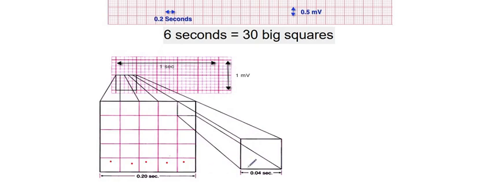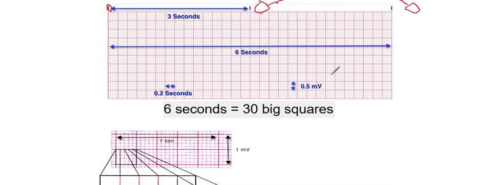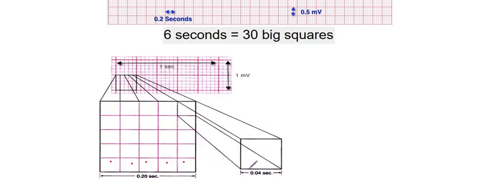Each of those small squares is actually 0.04 seconds. So basically it's 0.2 seconds divided by 5, which gives you 0.04 seconds. All you need to know is one big square, which I usually call the big square, is 0.2 seconds, and the small square is 0.04 seconds. You need to know this in order to calculate your PR interval. You need to know this to calculate your QRS. You need to know this to calculate your QT interval. So why do we need to calculate these things?